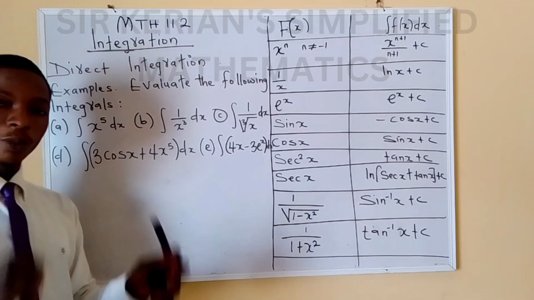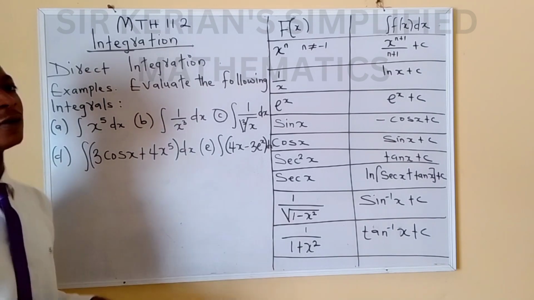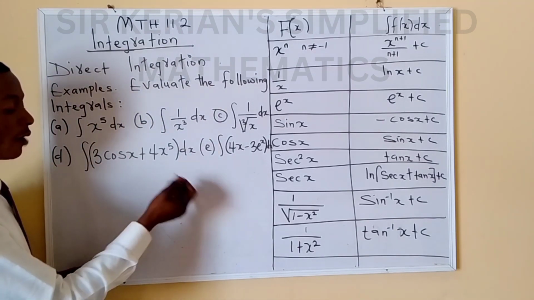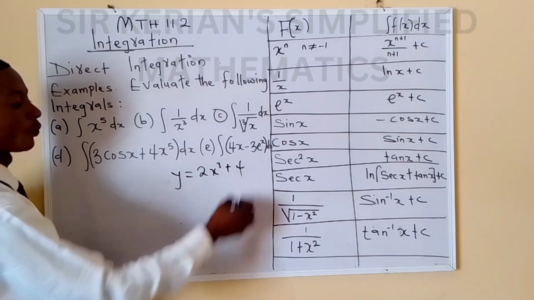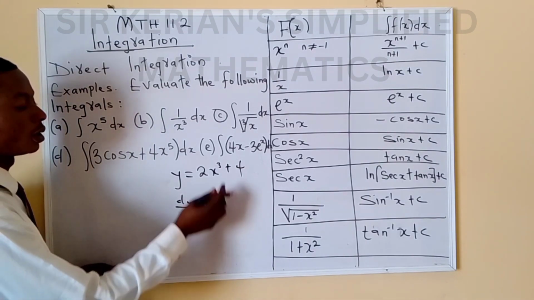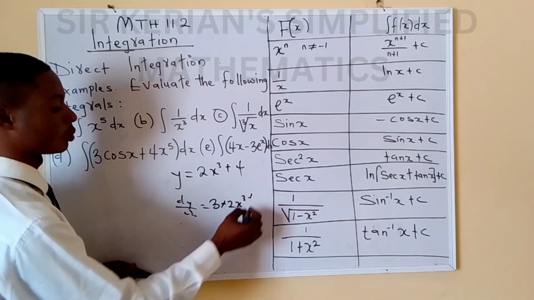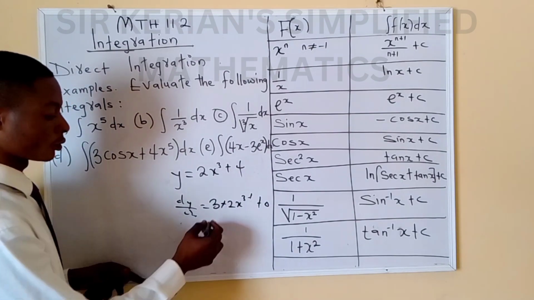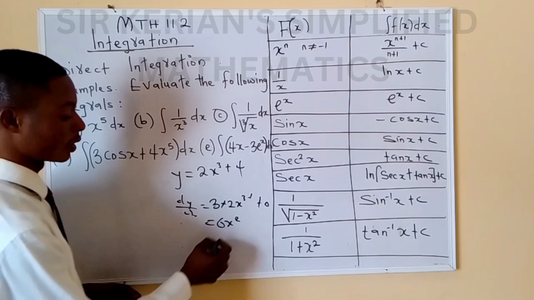Integration is just the direct opposite of differentiation. What is the major difference? The major difference is this. In differentiation, if you have a function like y equals 2x^3 plus 4, to differentiate, your dy/dx will be 3 multiplied by 2, 3 times 2x, subtract 1 from the power 3, plus our constant 4 is 0. So this will be 6x^2 plus 0, and 0 is insignificant.